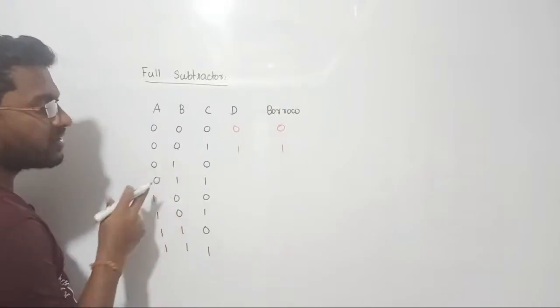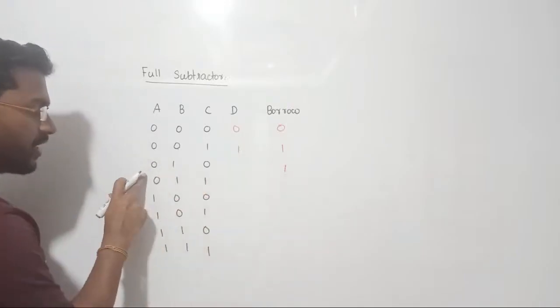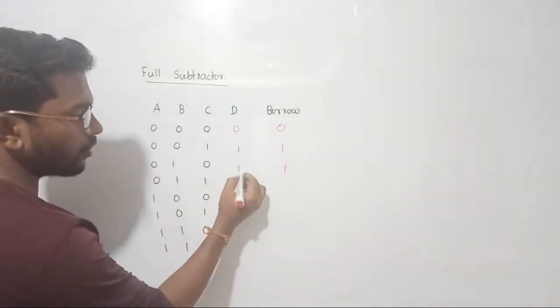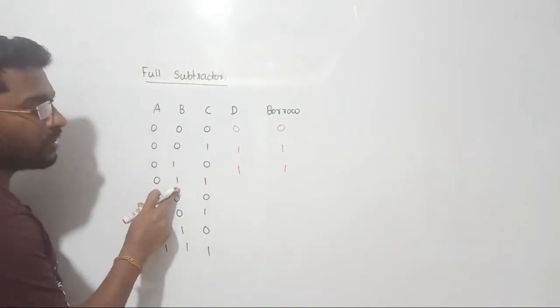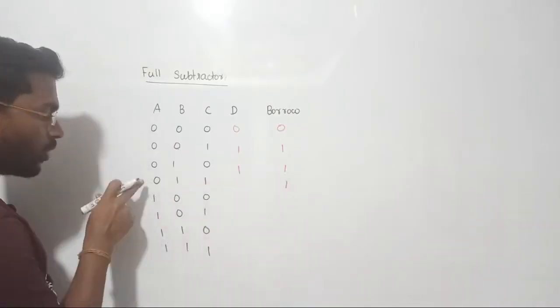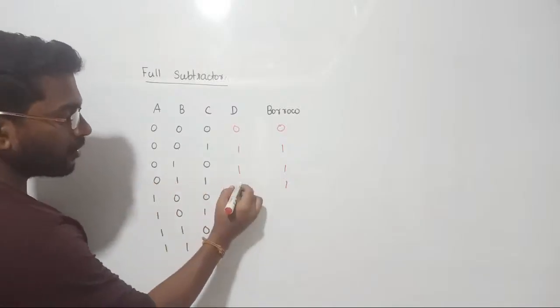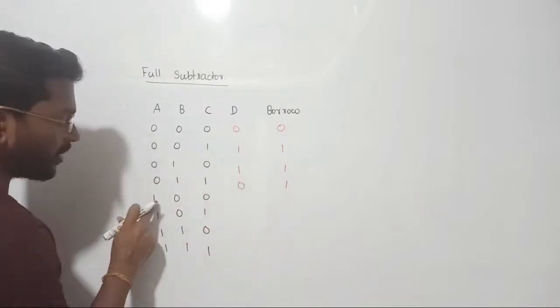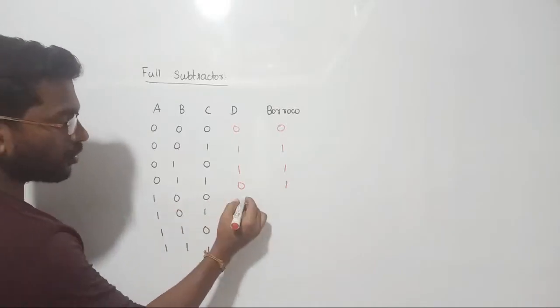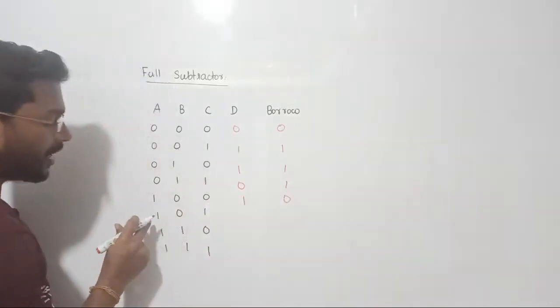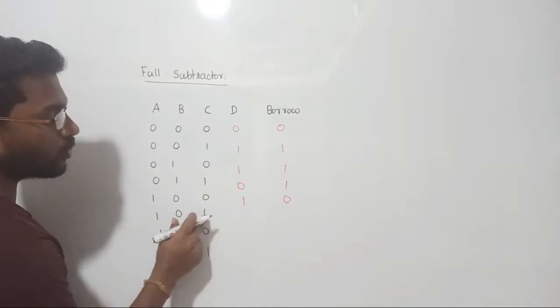Again 0 minus 1 is not possible. I have to borrow such that 10 minus 1 will be 1, 1 minus 0 will be 1 only. Now 0 minus 1 is not possible. I have to once again borrow 1 such that it will become 10. So 10 minus 1 is going to be 1, 1 minus 1 will give you 0. Next 1 minus 0 is possible. Again 1 minus 0 is possible. There is no borrow. Again 1 minus 0 is possible. So 1 minus 1 is going to be 0.